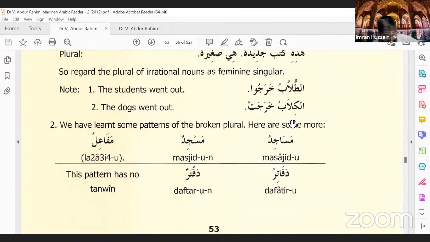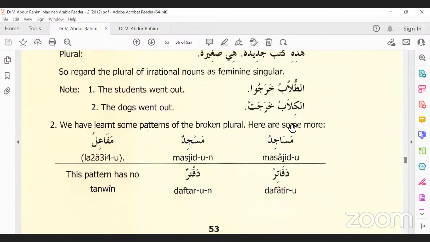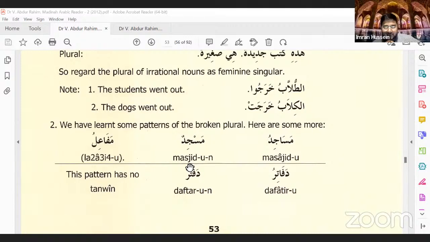And finally, does the sister want to ask something? Yes, I just wanted to find out: if the sentence starts with the verb, it always starts with a singular verb, even if the subject is plural? Yes, absolutely correct. You could say either kharaja at-talibu or kharaja at-tullabu. Both of them are absolutely correct.